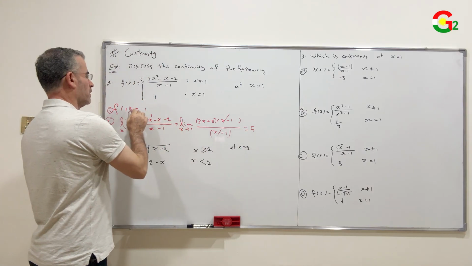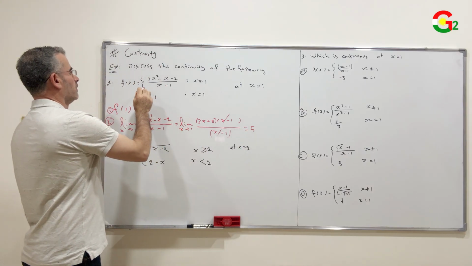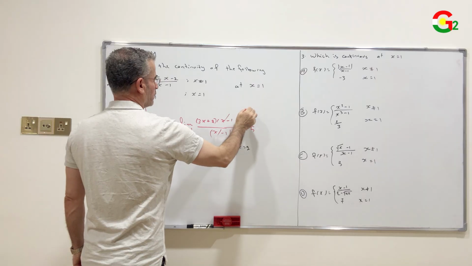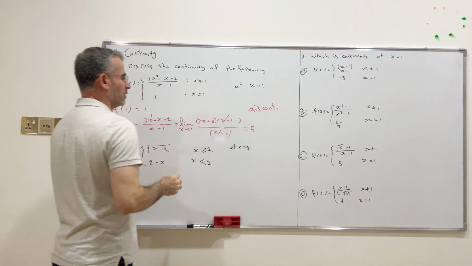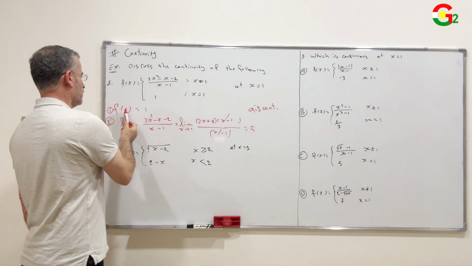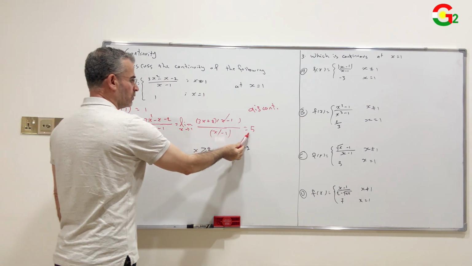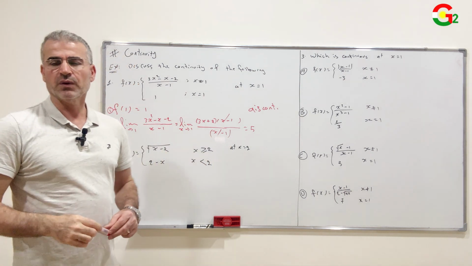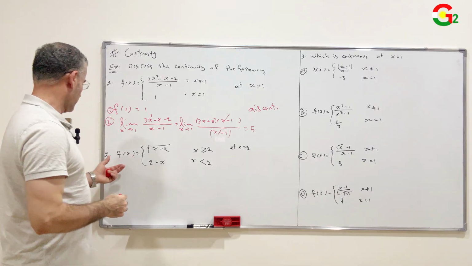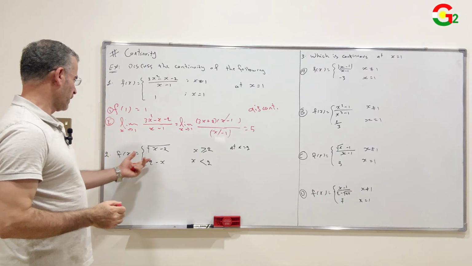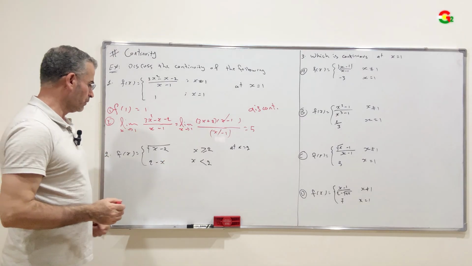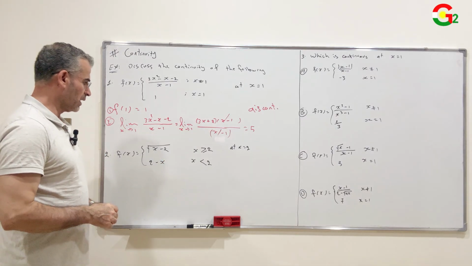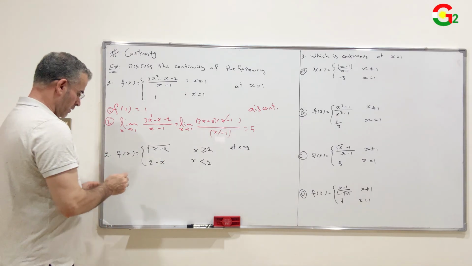Then this function is discontinuous at x = 1 because the value of the function is not equal to the limit of the function when x approaches 1. Number 2, f of x equals the square root of x − 2 when x is greater than or equal to 2, and 2 − x when x is less than 2.